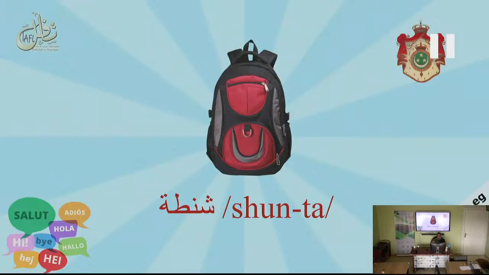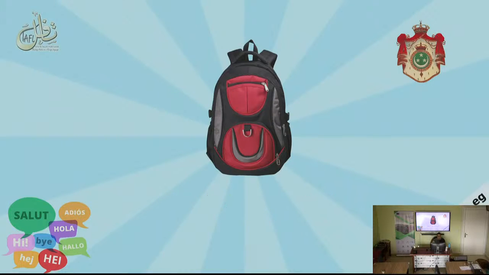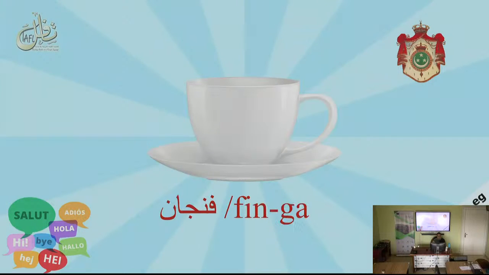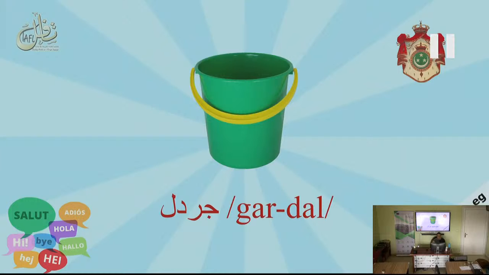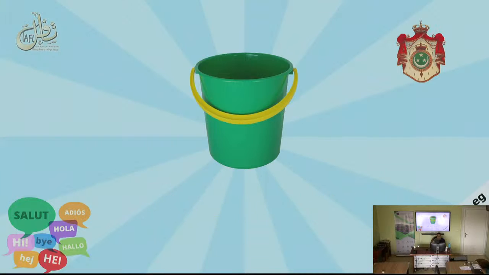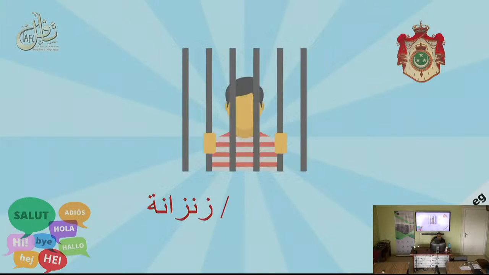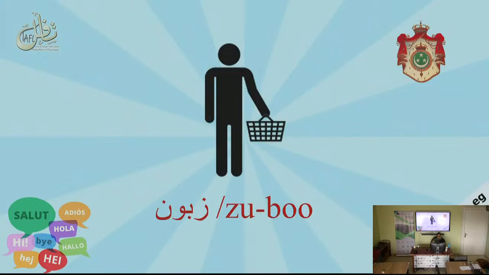And when it comes to Turkish, at the era of Muhammad Ali and the Ottoman Empire, a word like shanta is of Turkish origin. Also the word fingan, and if you speak Turkish, you can find this word in a different pronunciation. Also the word gardal is of Turkish origin as well. And the word zinzana, like being in prison, is of Turkish origin as well. And the word zubun, and how it is pronounced in Arabic.